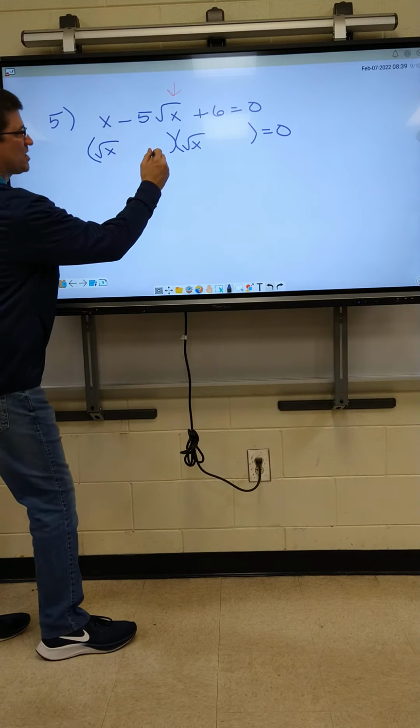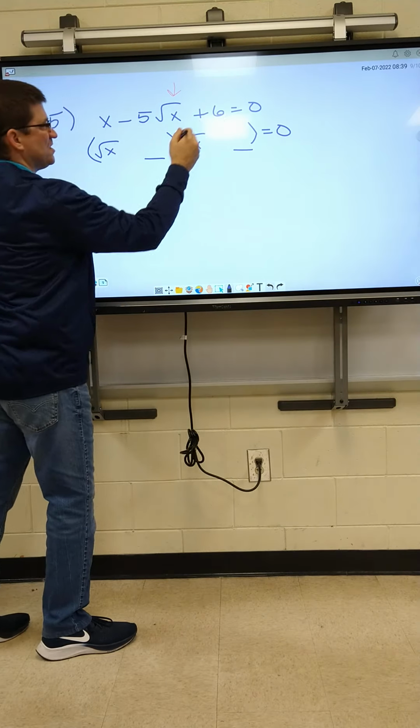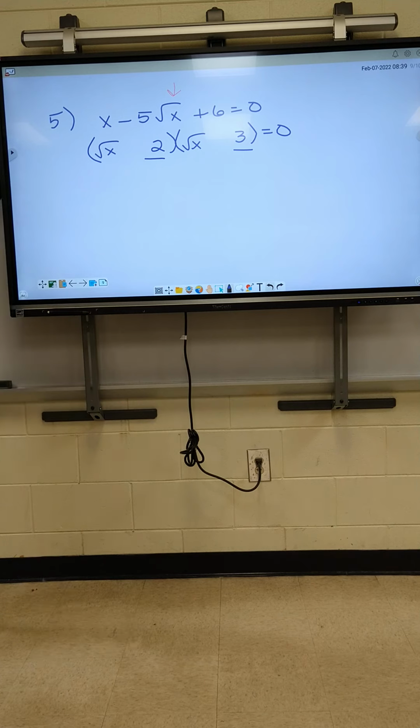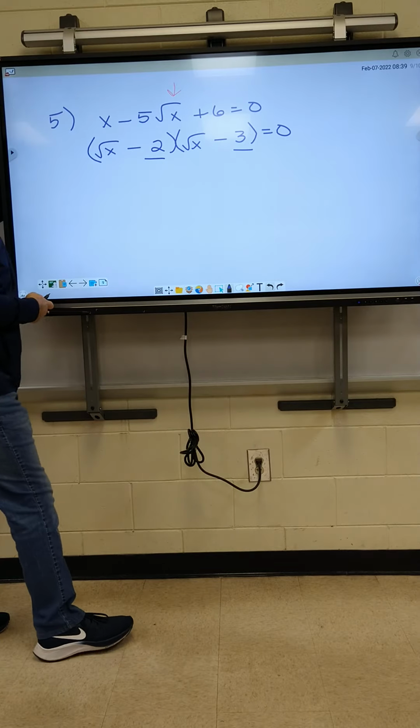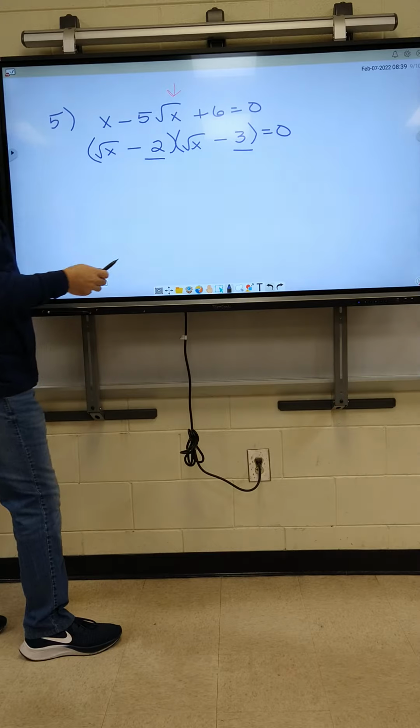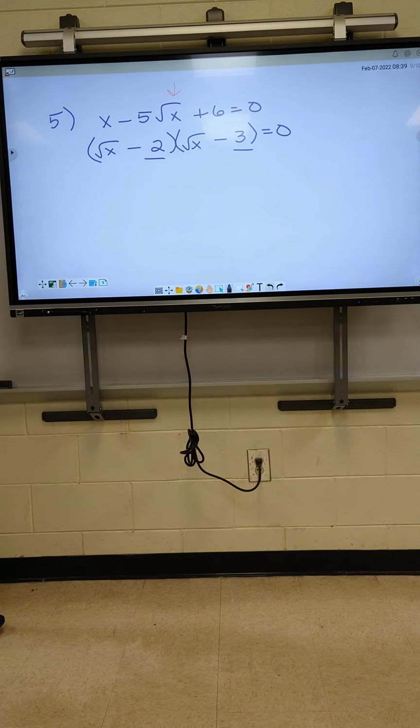All right, what numbers can I times here and here that give me 6? Let's try 2 times 3. Both negatives. Now let's make sure this is right. When you times it, you get positive 6. When you add them, you get negative 5, so I know it's right. Any question about that step?